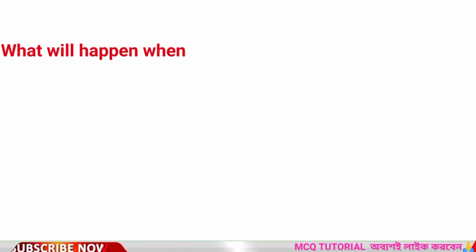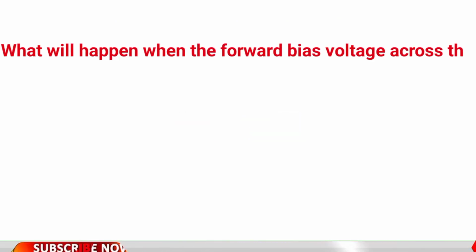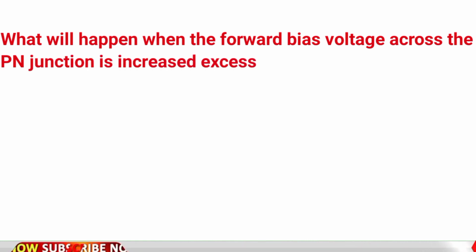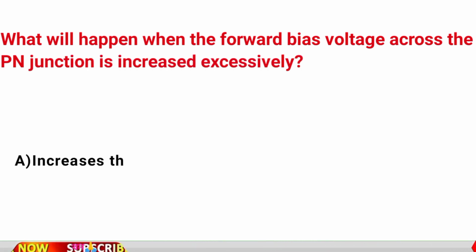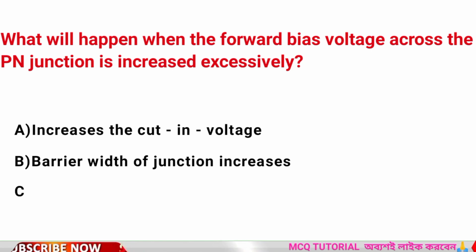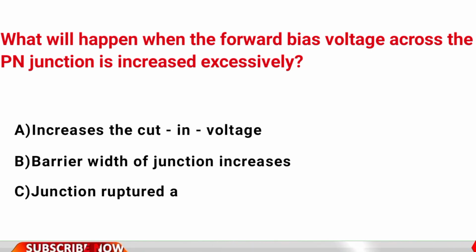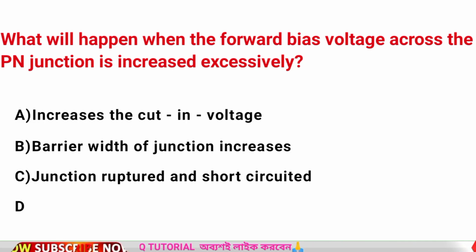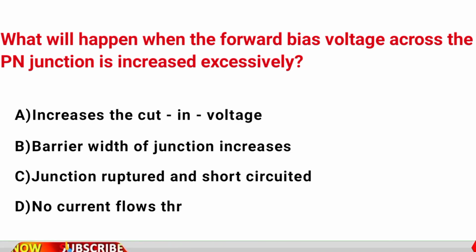What will happen when the forward bias voltage across the PN junction is increased excessively? Option A, increases the cut in voltage. Option B, barrier width of junction increases. Option C, junction ruptured and short circuited. Option D, no current flows through the junction.